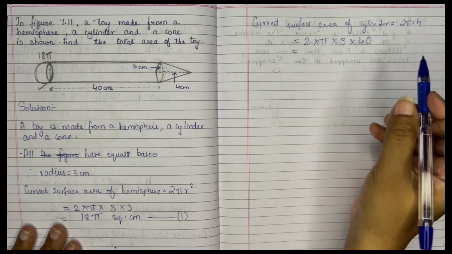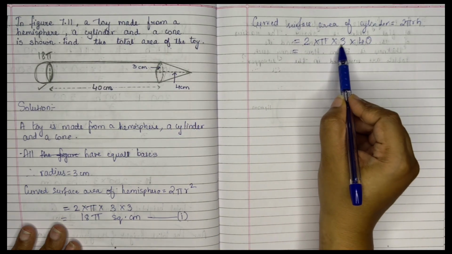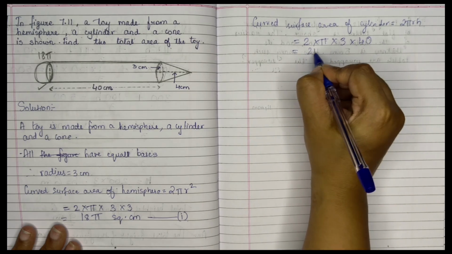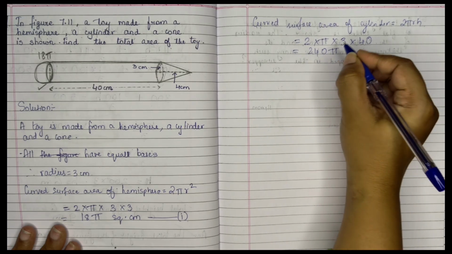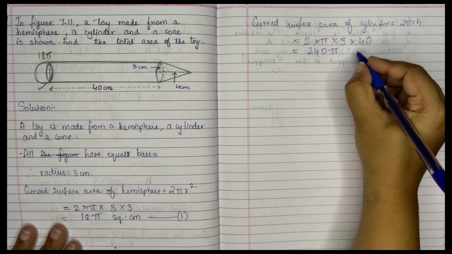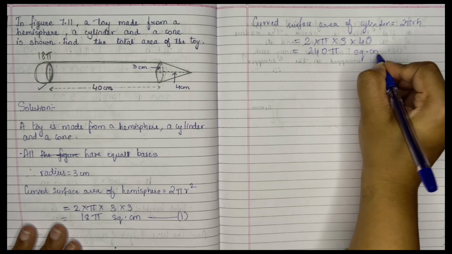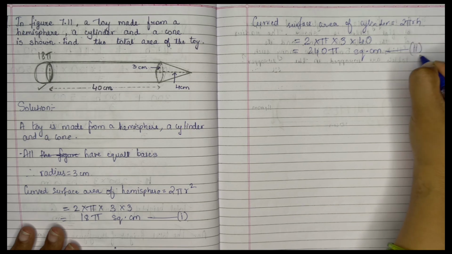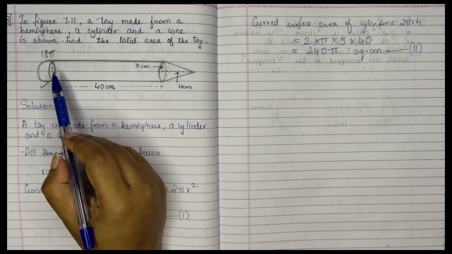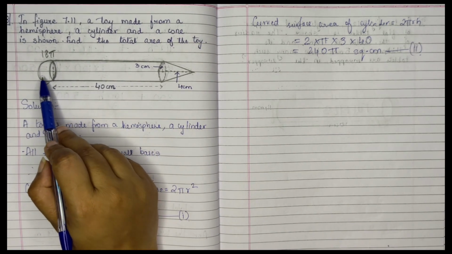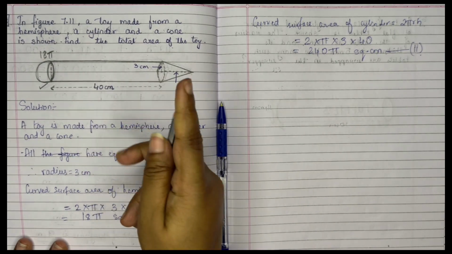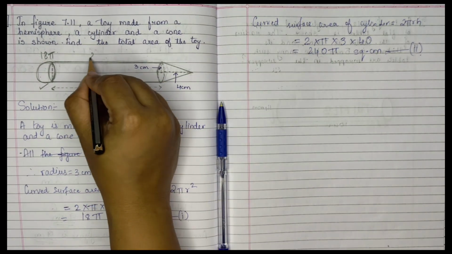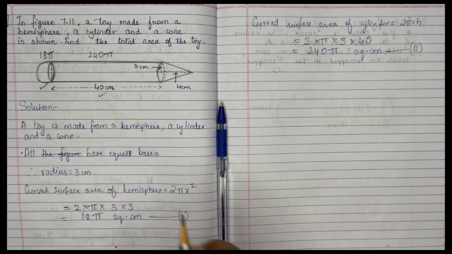Now multiply that. 2 threes are 6, 6 fours are 24. That means it becomes 240 pi. Pi again keep it as it is, and since it is area, write square centimeters. This will be your second equation. Now we got the curved surface area of the hemisphere and the curved surface area of the cylinder, 240 pi. Now what is left?